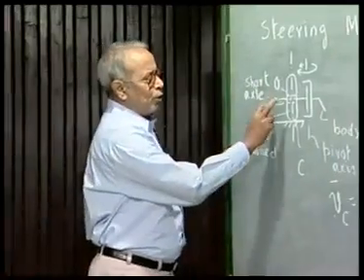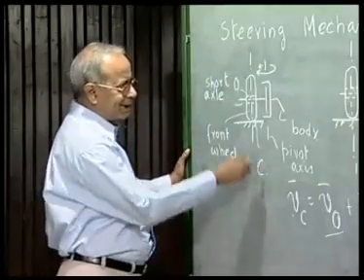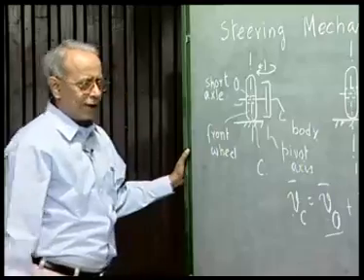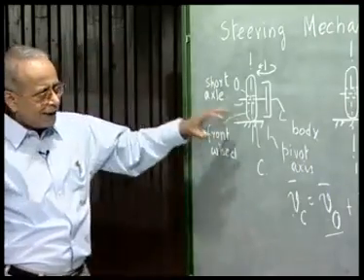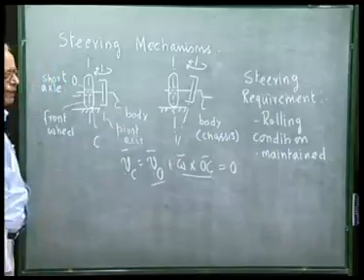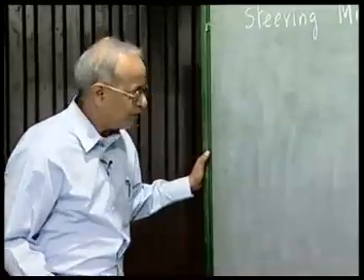So, the front wheels must turn appropriately such that the center velocity lies in the plane of the wheel. To maintain this steering requirement, let us see what condition is needed. Let us now see the condition that needs to be satisfied such that the steering requirement is fulfilled.